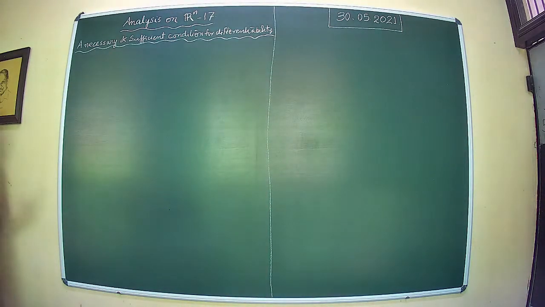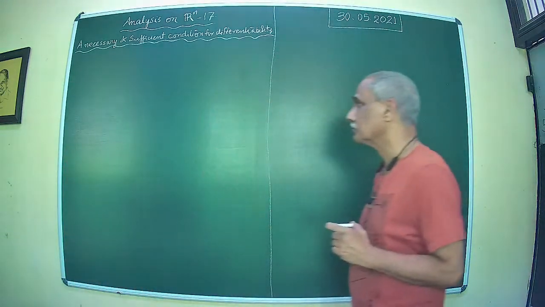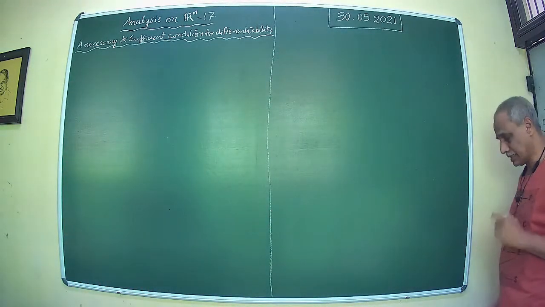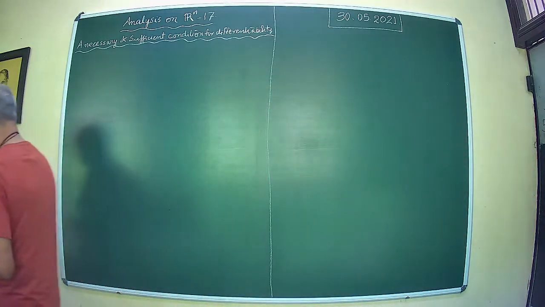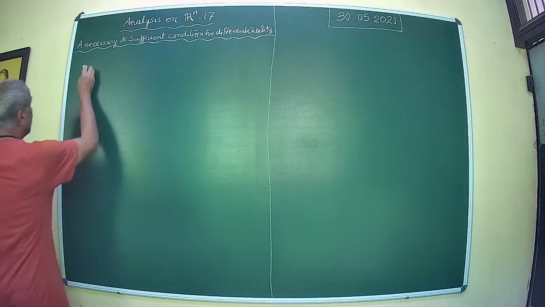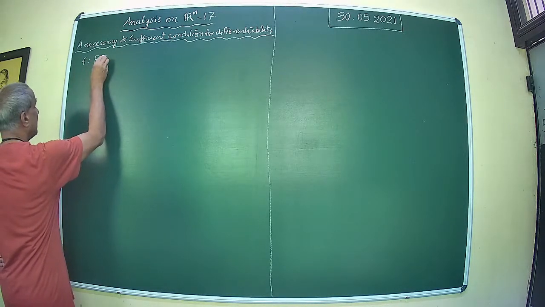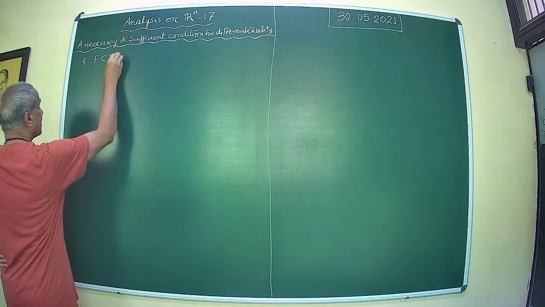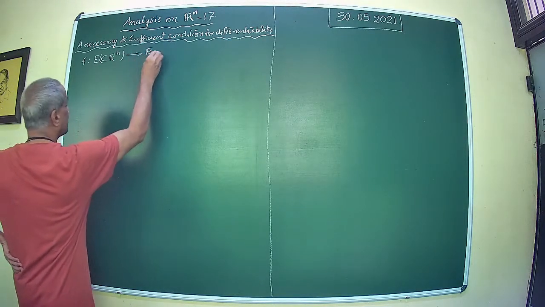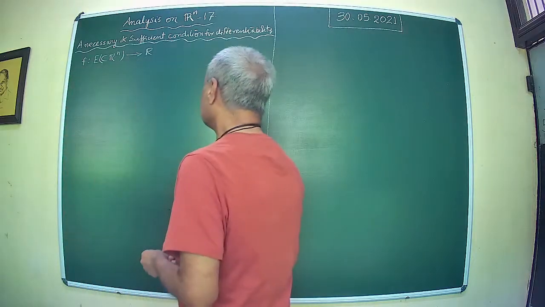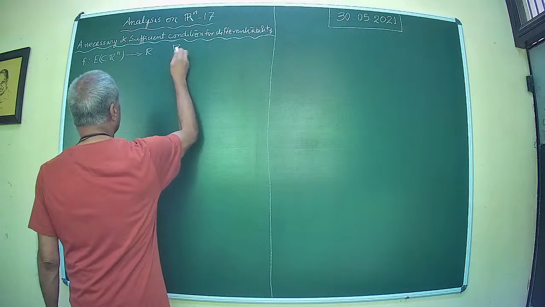We continue with our lectures on analysis on R^n. What we looked at last time was the gradient of a function. In fact, we had a function f defined from E contained in R^n to R, a real valued function. Then we defined a vector valued function grad f.